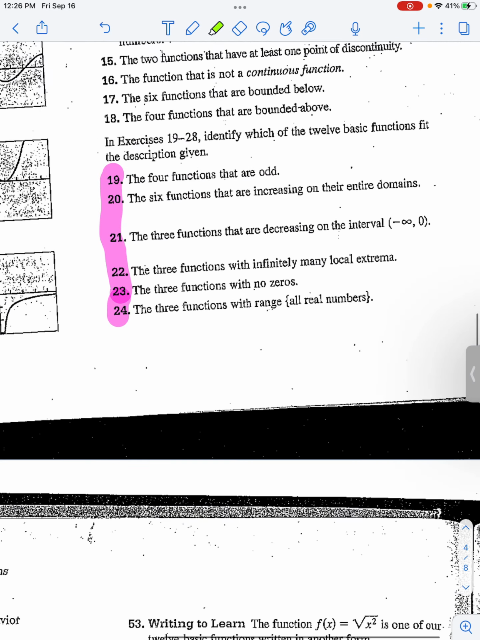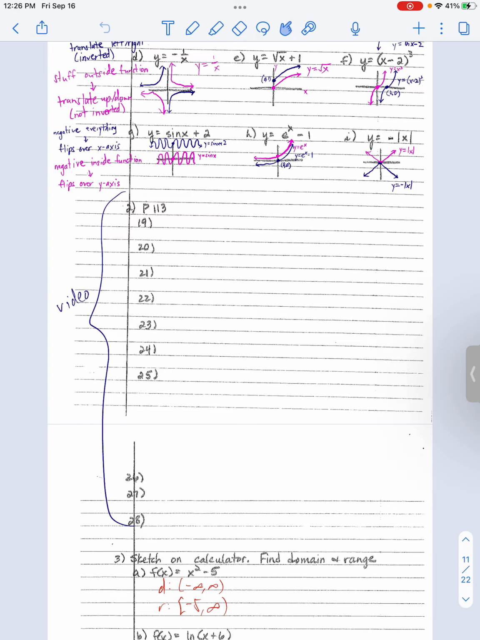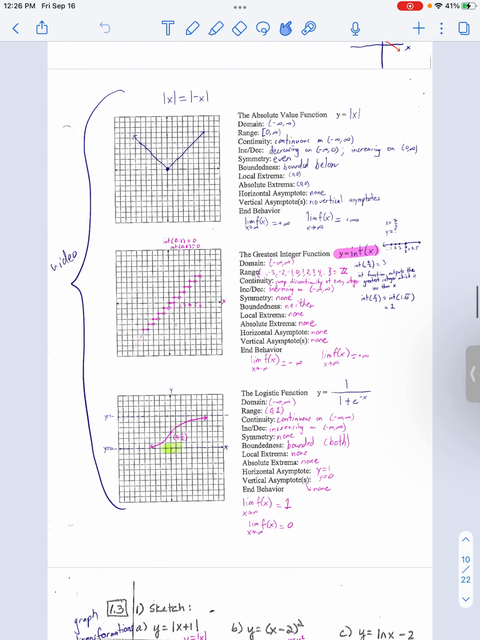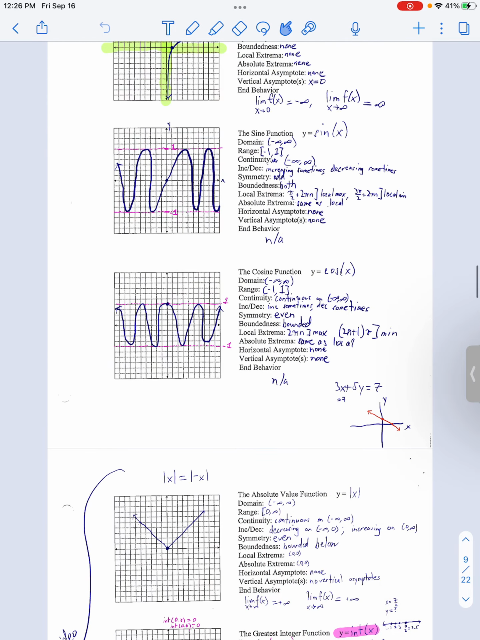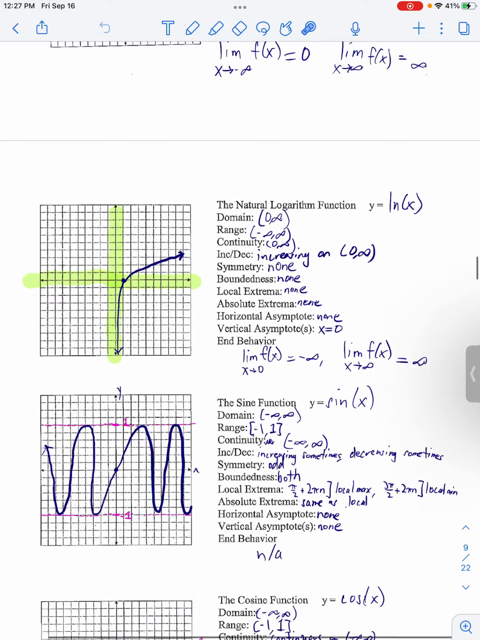Okay, so 19 asks for the 4. Here are the directions: identify which of the 12 basic functions fit the description given. That's my basic family of functions. So let's look at the 4 basic functions that are odd over here. Okay, looks like we've got sine. Sine's got that odd symmetry.